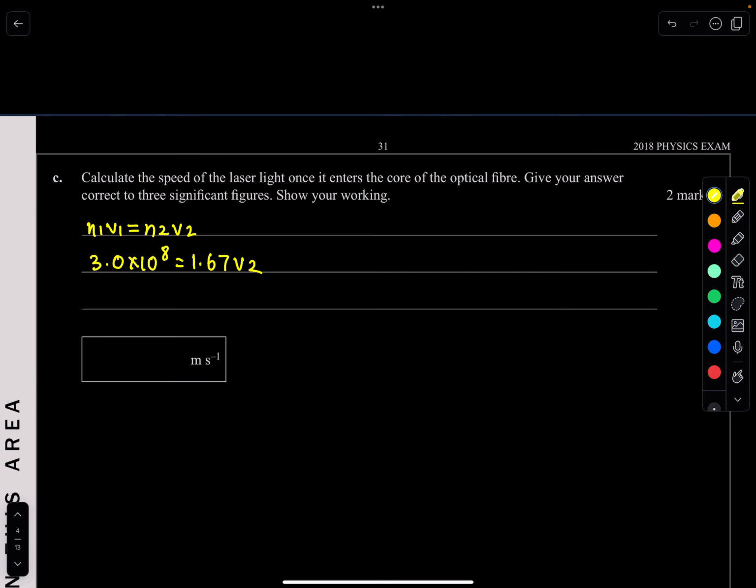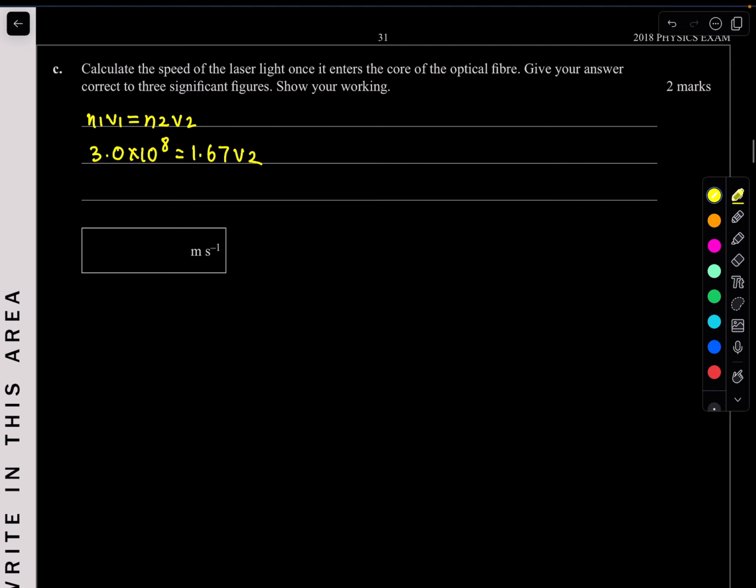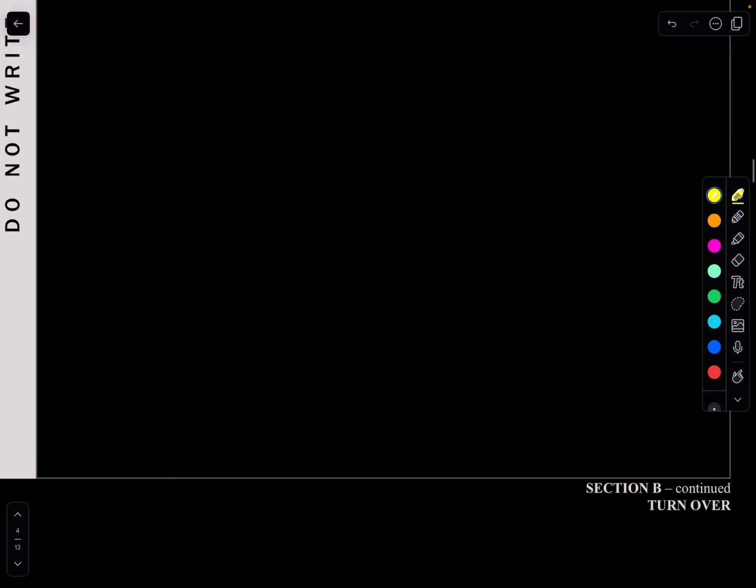So now we can calculate what is V2. Let's calculate that. And that gives me basically 1.8 times 10 to the power of, 1, 2, 3, 4, 5, 6, 7, 8. 8, my apologies. Yep. So 1.8 times 10 to the 8. Beautiful. Easy. Cool.